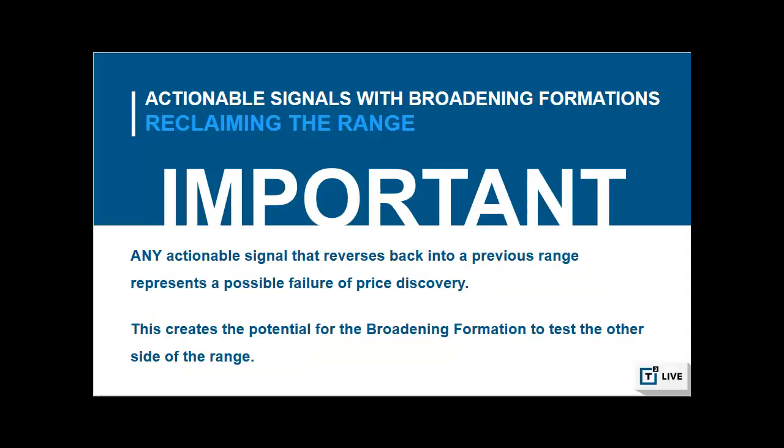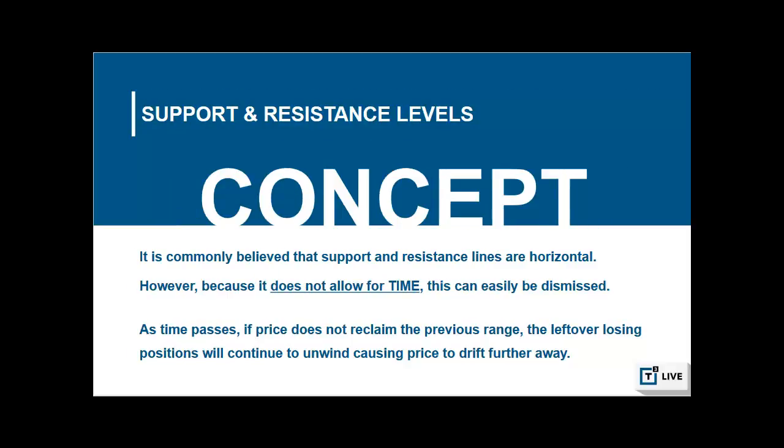So remember, any actionable signal reverses back to the previous range, with potential to test the other side, right? Okay. So once again, it's commonly believed that support and resistance lines are horizontal. However, because that does not allow for time, this can be easily dismissed. This is not true. As time passes, the price discovery does not reclaim the previous range. The leftover losing positions will continue to unwind and drift further apart. All right, so we'll get to that.